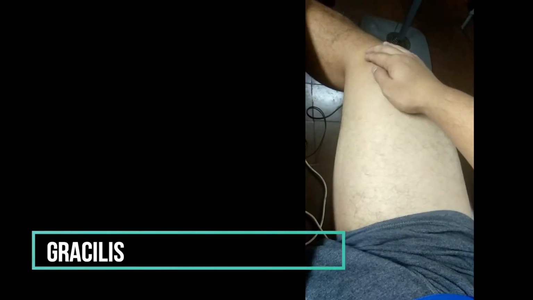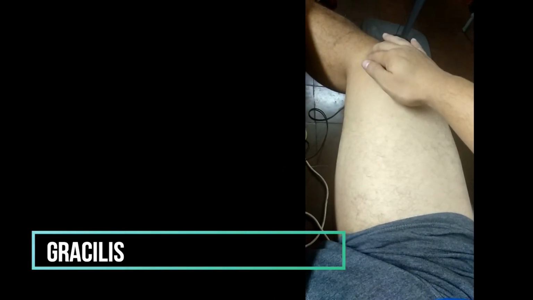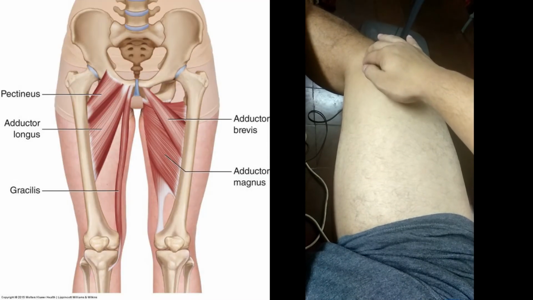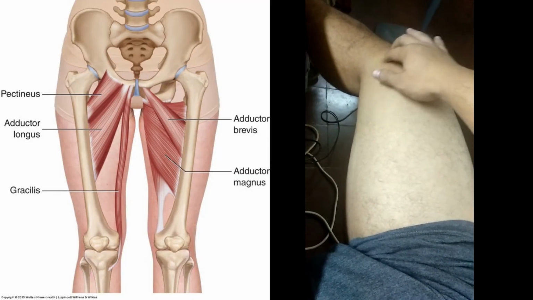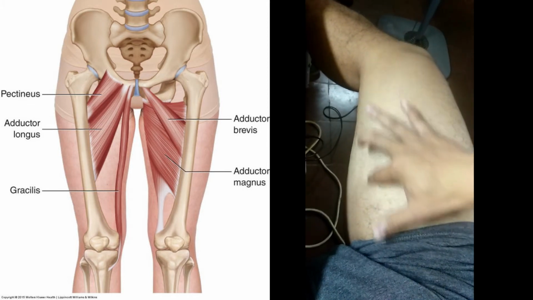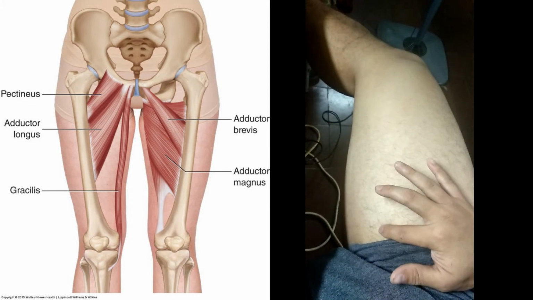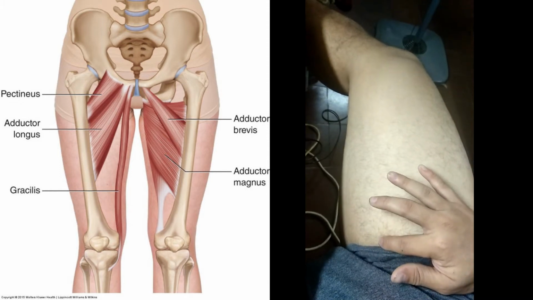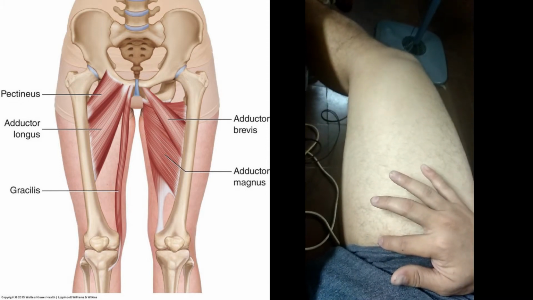Gracilis muscle. The gracilis muscle is this long, slender muscle starting from here to here. So the origin is in the pubic symphysis and inferior pubic ramus. Insertion: medial surface of the tibia via the pes anserinus.